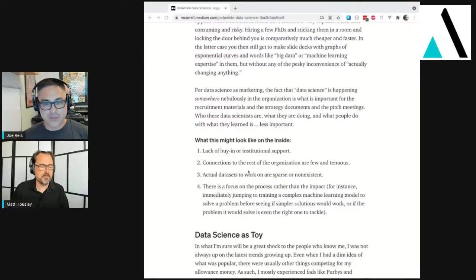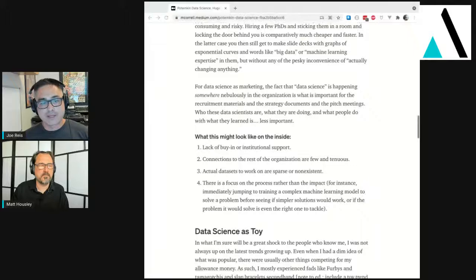But what this might look like on the inside for people: lack of buy-in or institutional support, connections to the rest of the organization are few and tenuous, actual data sets to work on are sparse or non-existent, and there's a focus on the process rather than the impact. I think this last point is very salient. It's about giving the appearance of doing data science versus the impact of data science.